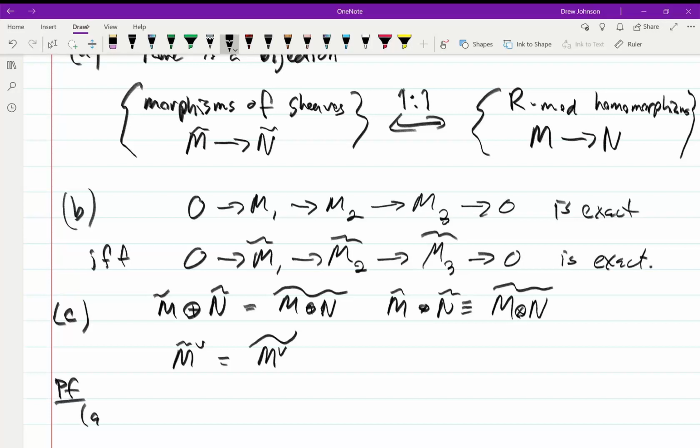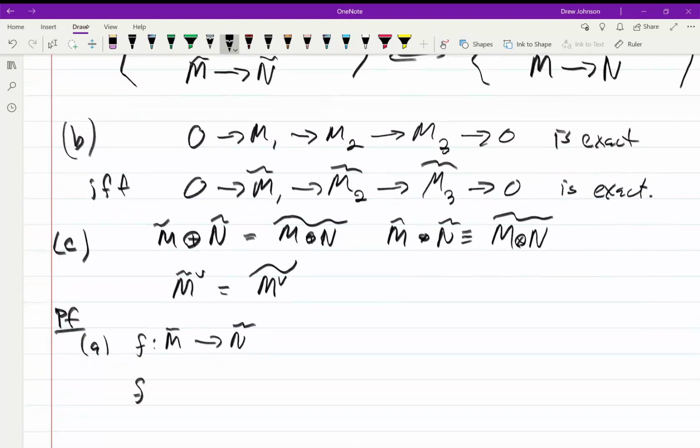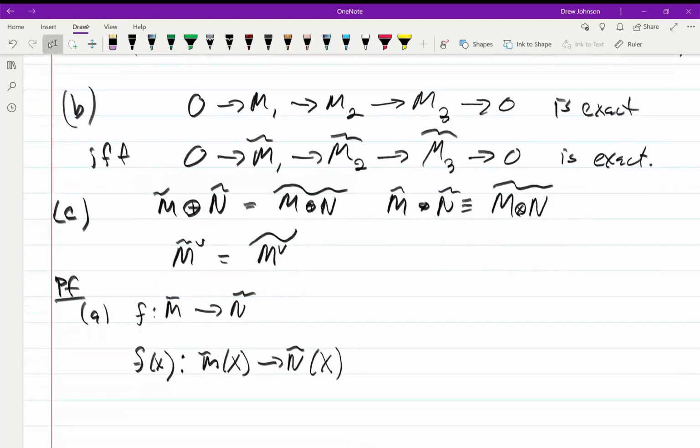So for part A, to go in one direction, if you have a morphism f from m tilde to n tilde, then we just look at f_X, the map on global sections. But remember that we saw the global sections of a tilde module are just equal to the module M. So, all right, that's one direction.